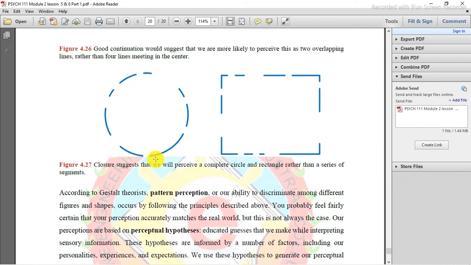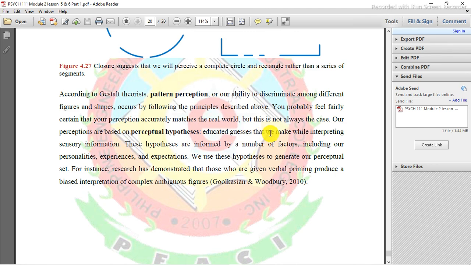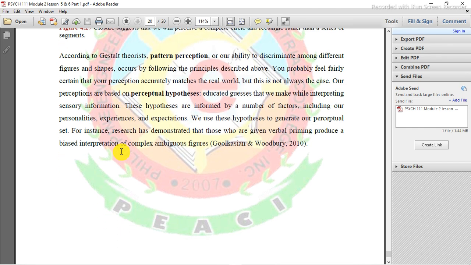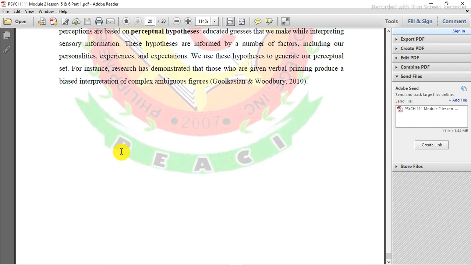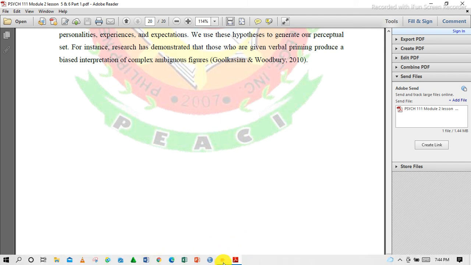So, continuity, pattern of perception, our ability to discriminate among different figures and shapes occurs on the principles described above. And the next, our perceptions are based on the perceptual hypothesis, educated guesses that we make while interpreting sensory information. So, sometimes kasi guys, careful tayo kasi ano yung nasi-sense natin, iba yung perceive natin. So, I believe at some point, no, hindi tayo mamatay sa maling akala at some point. Kasi nga, sometimes what we sense is different from what we perceive at some point. Okay?